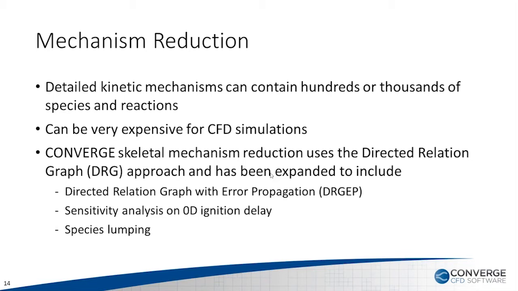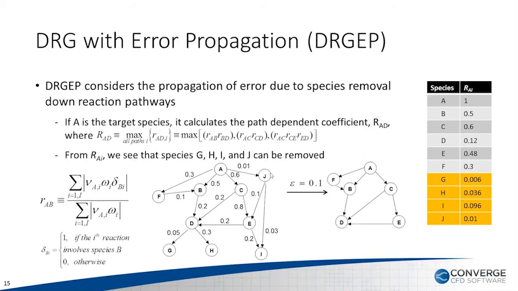In Converge, there are 3 steps to help you reduce the mechanism. Each step is going to help you remove some kind of species and reactions. The first step is DRGEP. It's called Directed Relation Graph with Error Propagation. The second step is to run sensitivity analysis on the 0D ignition. And the last step is species lumping.